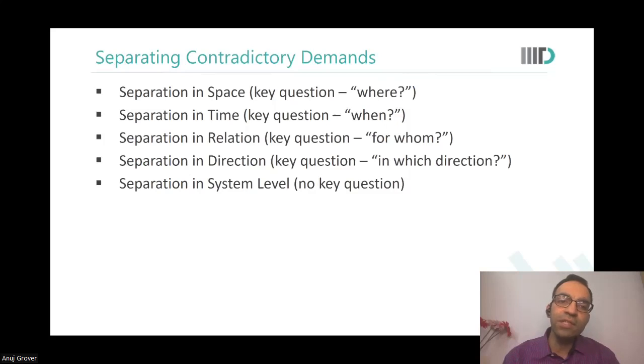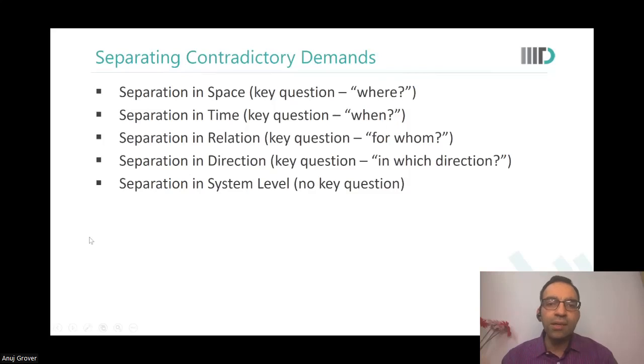And then the fifth is separation in system level. Now for this, there is no key question. You just see, could the properties actually be separated from microsystem to super system level? Can you transfer one of the contradictory requirements to either the micro level or the super system level? There is no key question. It is just that, can we do it? And if we can, we apply the separation and system level solutions.